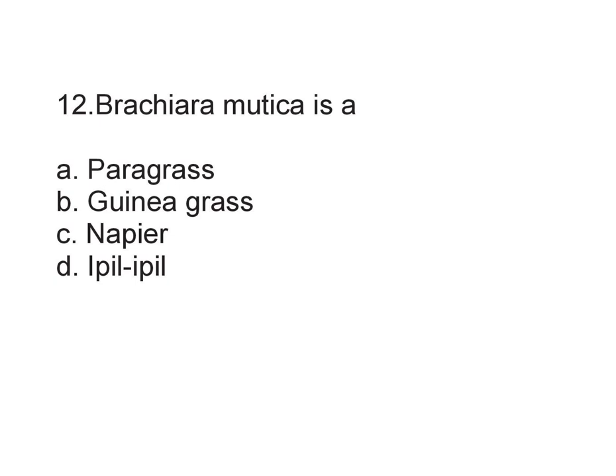Number 12. Brachiaria mutica is A. Paragrass, B. Guinea grass, C. Napier, or D. Ipil-ipil. The answer is paragrass.